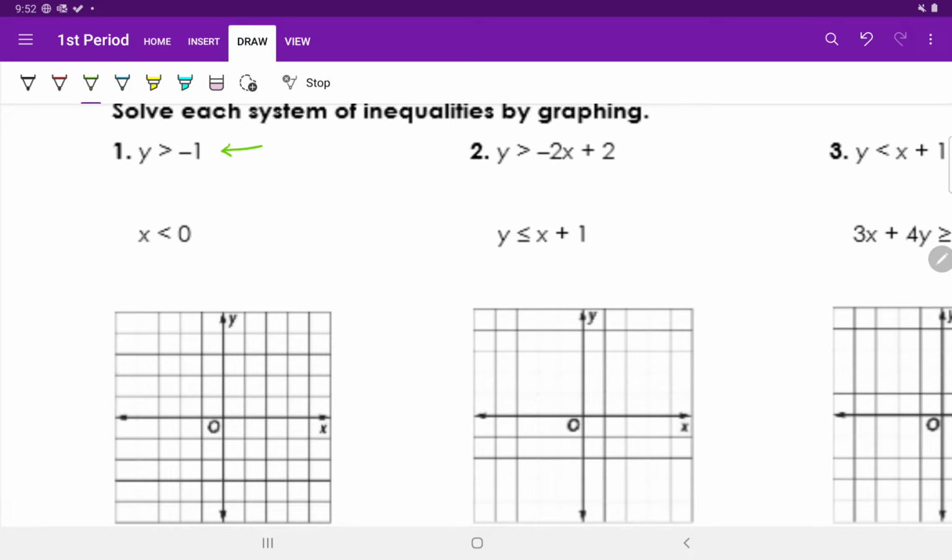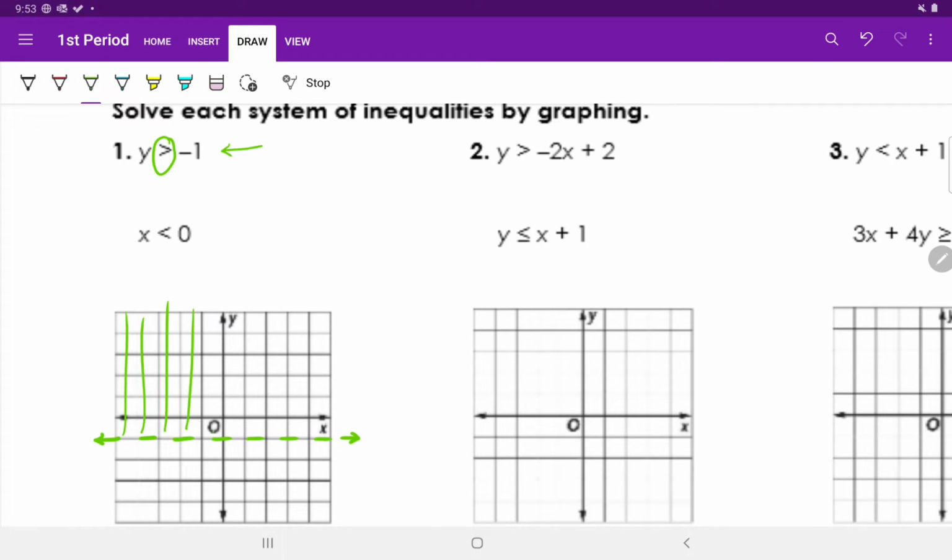Y is greater than negative 1 represents a line, and since it doesn't have an x in it, it just has a y in it, this represents a horizontal line. Remember, the line y equals negative 1 would just be the horizontal line that goes through the point y is negative 1. But since this is a less than symbol, it's going to be a dotted line. So we're going to have a dotted horizontal line going through negative 1. And now for shading, since it's a greater than symbol, we're going to be shading above the line.